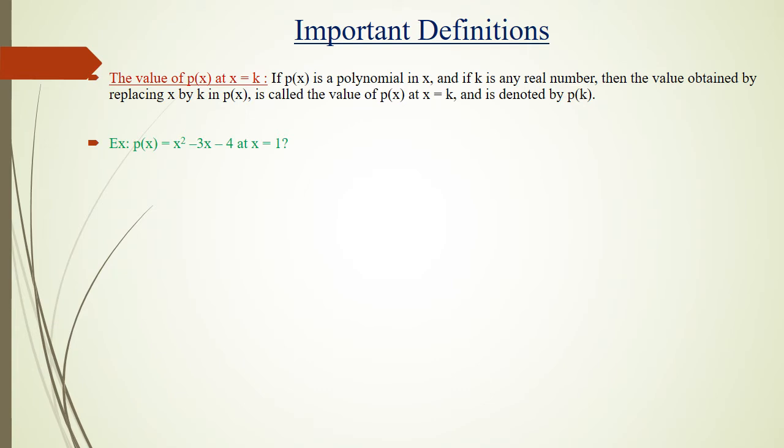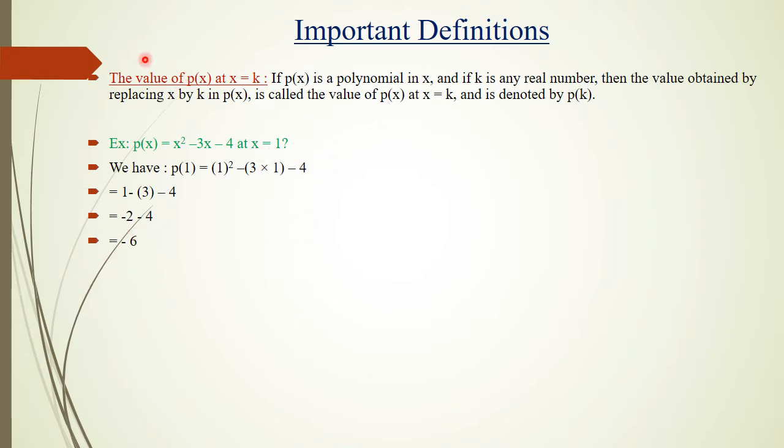Now I will replace all the x terms by 1. So when I do that, I get p of 1 is equal to 1 square minus 3 into 1 minus 4. Now when I solve this, 1 square is 1, 3 into 1 is 3 and 4 is 4. I have kept it as it is. Now 1 minus 3 is minus 2 and minus 4 I have kept as it is. Now I am getting the answer as minus 6. Therefore, the value of this polynomial at x equal to 1 is minus 6.